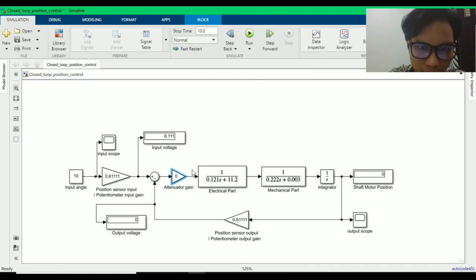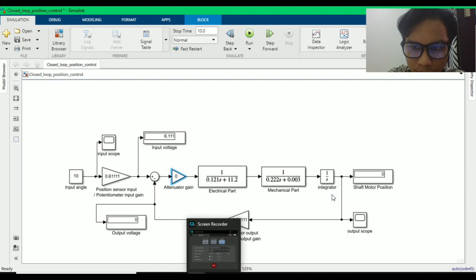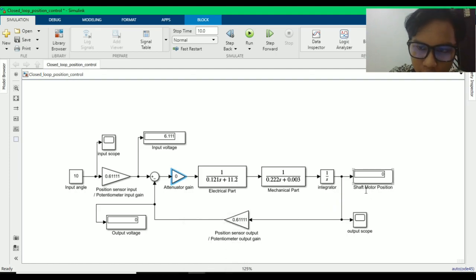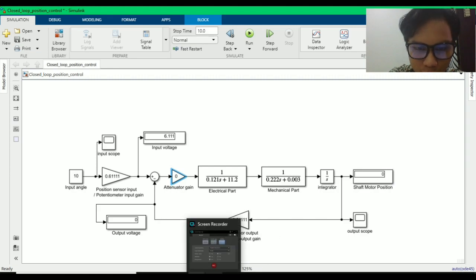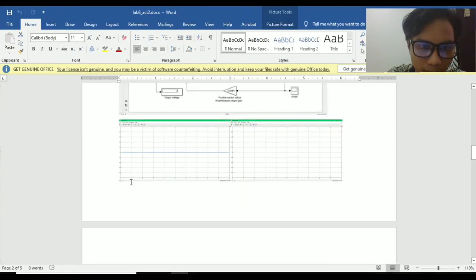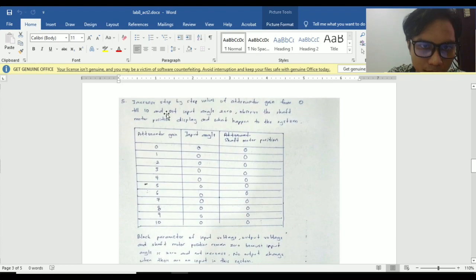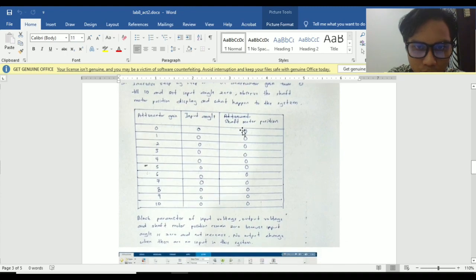Okay, so the same as the result before. With 10, 0, we get shaft motor voltage also 0. And for step 5, increase step by step the value of alternator gain from 0 to 10 and set input angle to 0. So the alternator gain results are all also 0.